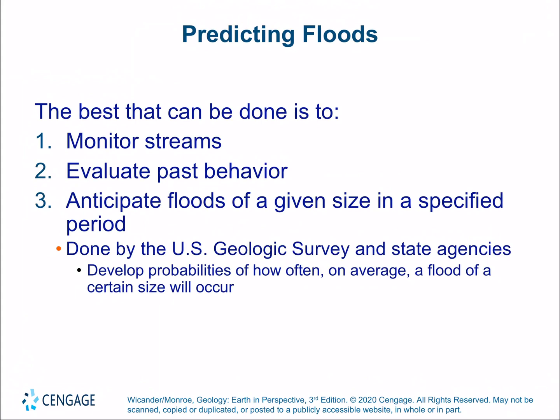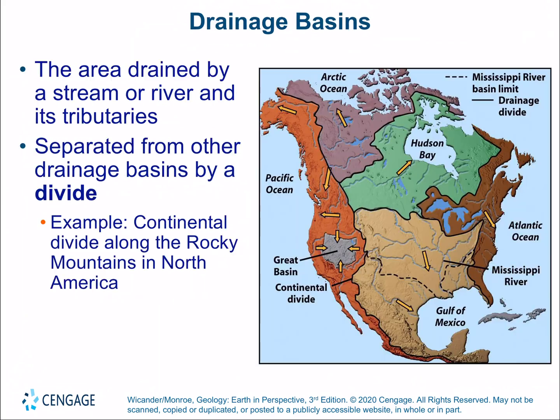Like if we know the water level's going to be high in the spring, what can we do to prevent that river from flooding in the spring? All of this work, especially the anticipation of floods, is done by the U.S. Geological Survey as well as our state agencies to come up with records on flooding in a particular river.